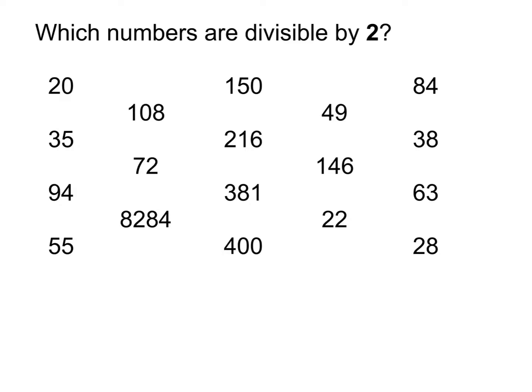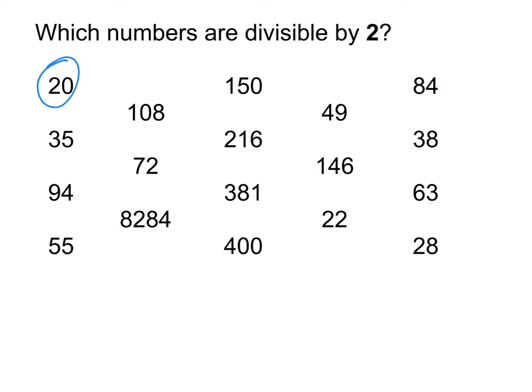All right, so in this problem, we're being asked which of these numbers are divisible by 2. Now, how do we know if something's divisible by 2? It's even. And we know it's even because the last digit is even. And that's all we got to look at is just the one last digit. So like in 20, is 0 considered to be even or odd? It'd be considered even. And so is 20 divisible by 2? Yes, it is. It happens to be 10, right?